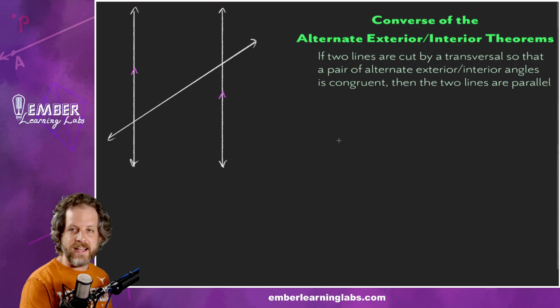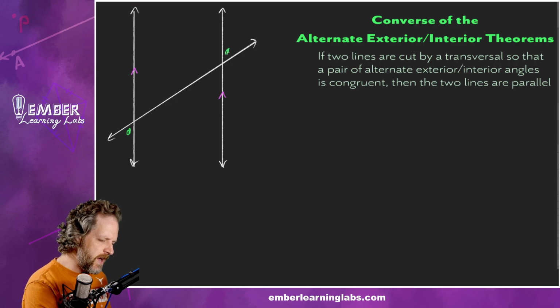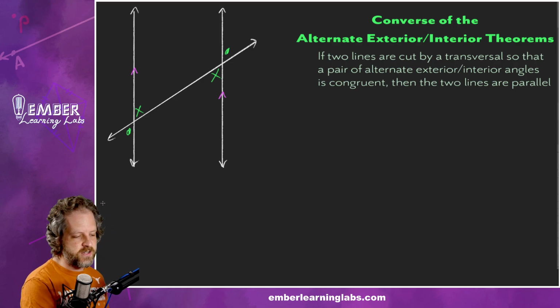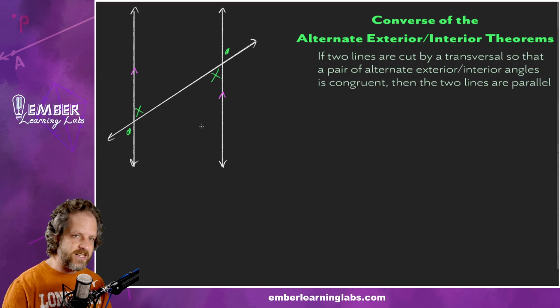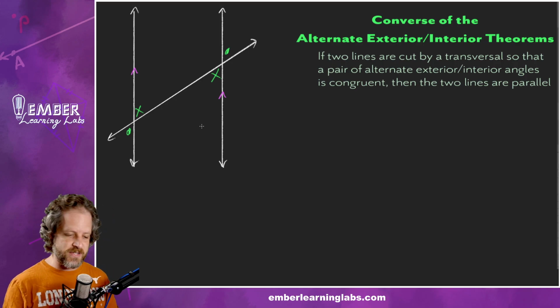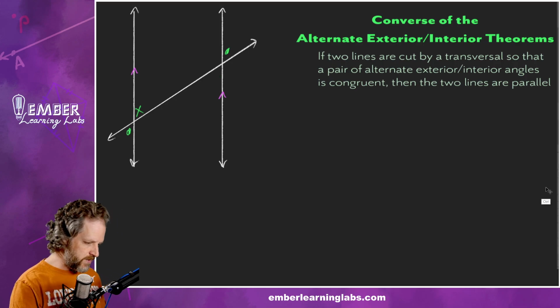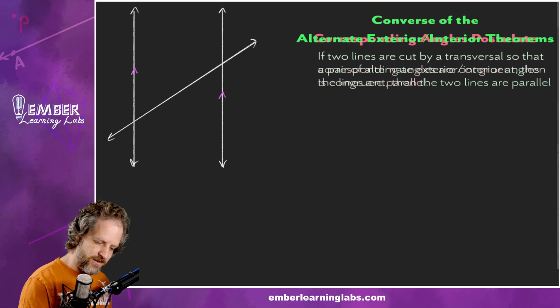The alternate exterior angles would be ones like this one and that one, or this one and that one. And then the alternate interior would be the ones like this and like that. If they are congruent, then the lines are parallel. That's where you should be noticing a trend going back several lessons. We're just flipping a bunch of these around. So let's hit the next one. Let me erase some of this chicken scratching.